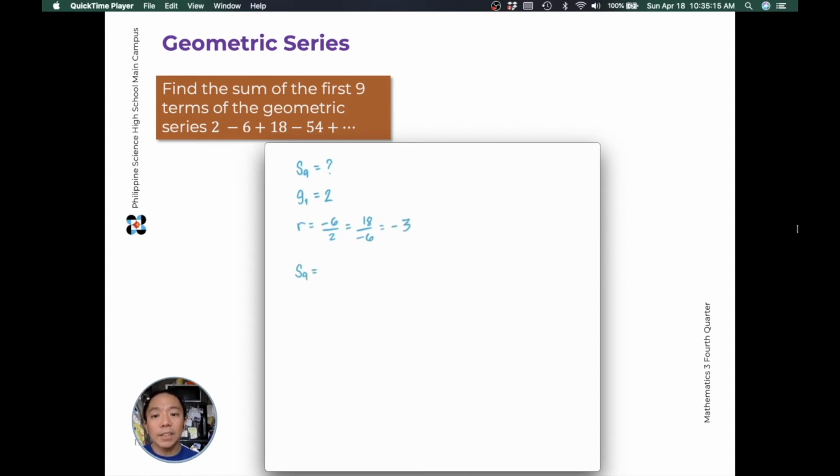Using our formula, the sum of the first 9 terms is equal to the first term, which is 2, multiplied to 1 minus r raised to n, which is 9, all over 1 minus r. Substituting our values, we have 2 times 1 minus negative 3 raised to 9 over 1 minus negative 3. So that's positive 4. And I think i-calculator na lang natin siya. We'll get 9,842 as the sum of the first 9 terms. And this is our final answer.